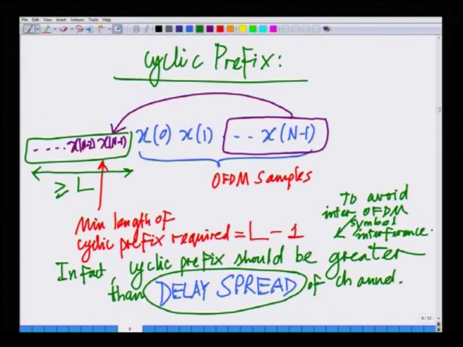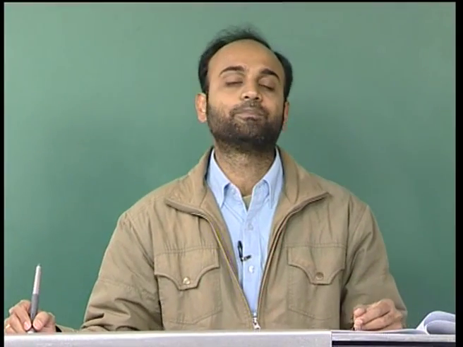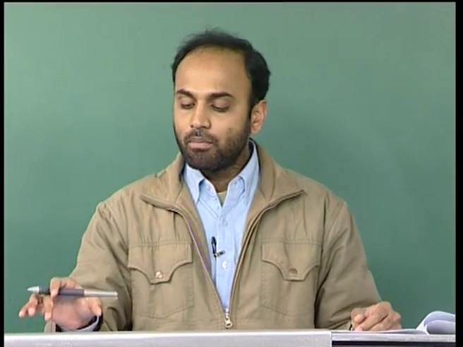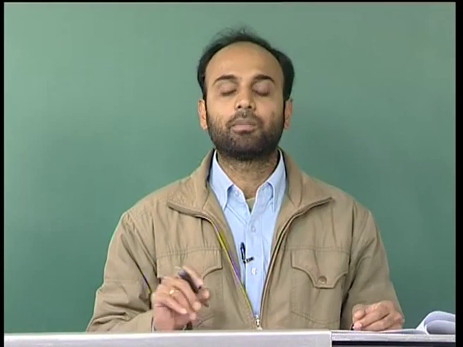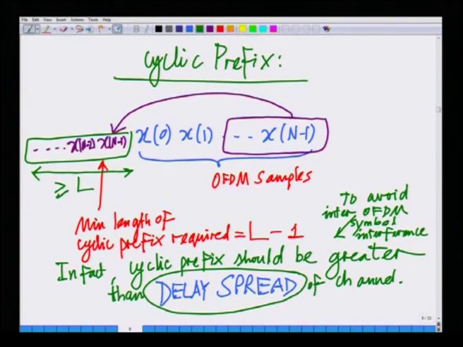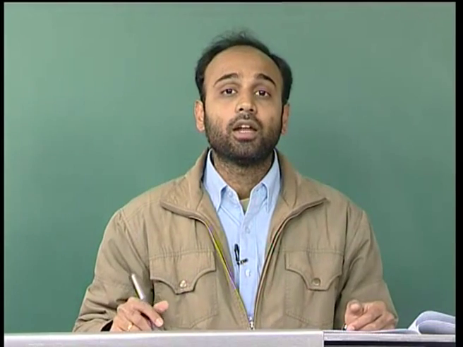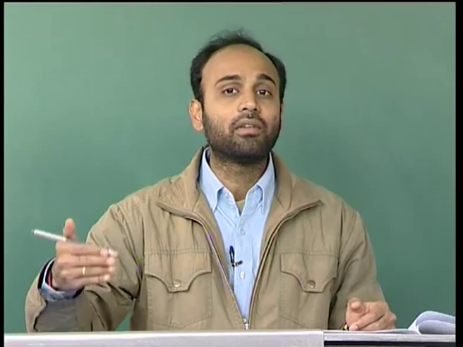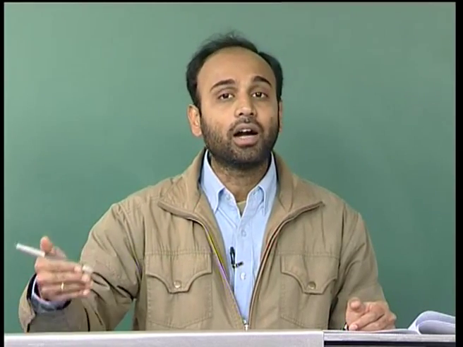Okay. However, there is a catch here. Remember, because of addition of cyclic prefix, we are transmitting these symbols xn minus 1, xn minus 2, and so on twice. That is, we are transmitting them once as the OFDM samples, and once as the cyclic prefix. So, what we are doing is simply taking these symbols and repeating them. Now, although x0, x1, xn minus 1 are information symbols, simply repeating them will not convey any additional information.